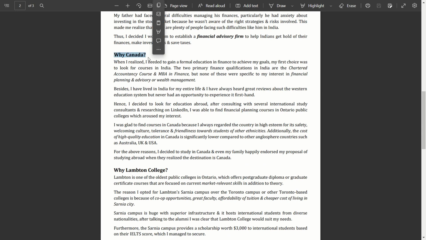Now I am justifying why I chose Canada. When I realized that I need to gain formal education in finance to achieve my goals, my first choice was to look for courses in India. So now I am saying that in India, we majorly look for CAs and MBAs in finance, but those are broad fields. CA is about accounting. An MBA in finance generally gives you knowledge of HR and marketing too, but I want specifically finance, and especially financial planning, so that is a little irrelevant to my liking. That's why I'm not going for them.